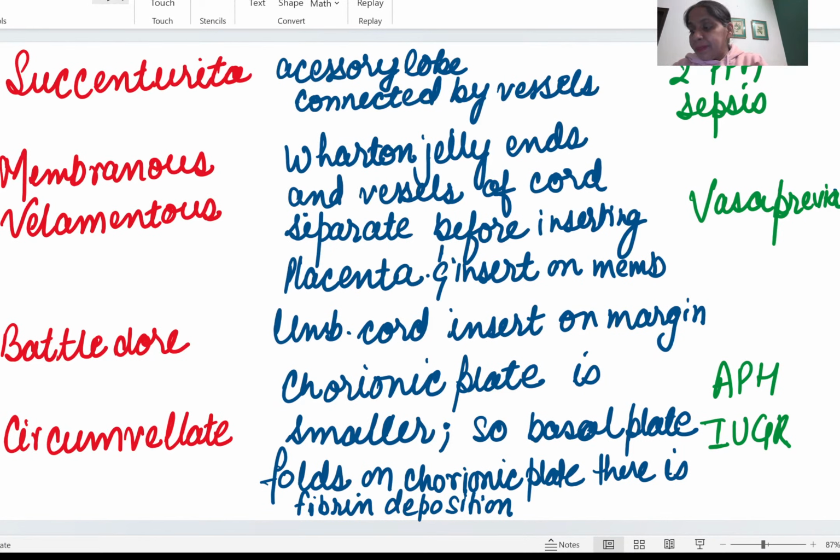So let's study placenta succenturiata. What is placenta succenturiata? There is an accessory lobe other than the main placenta. See, this is the main placenta. The images are in the next slide.